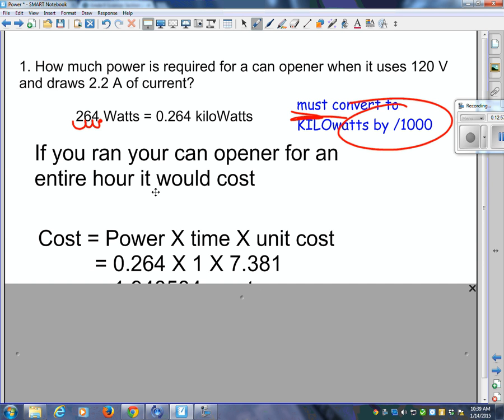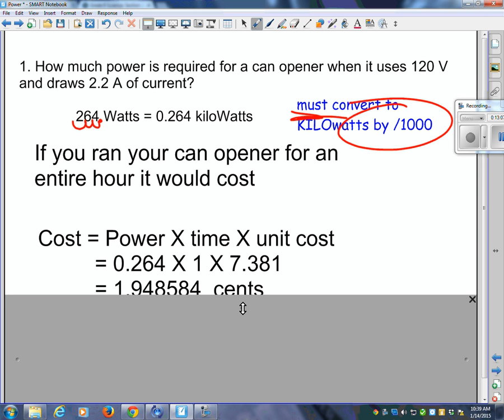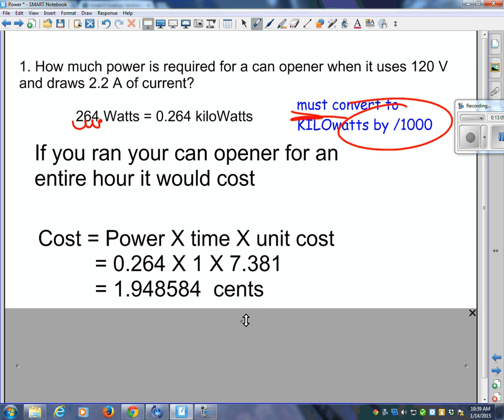0.264 kilowatts times 1. How come 1? 1 hour. We want it in hours. Times 7.381. Using your can opener costs you 1.948584 cents. No, 1.9 cents. That's almost 2 cents. That's not a lot.